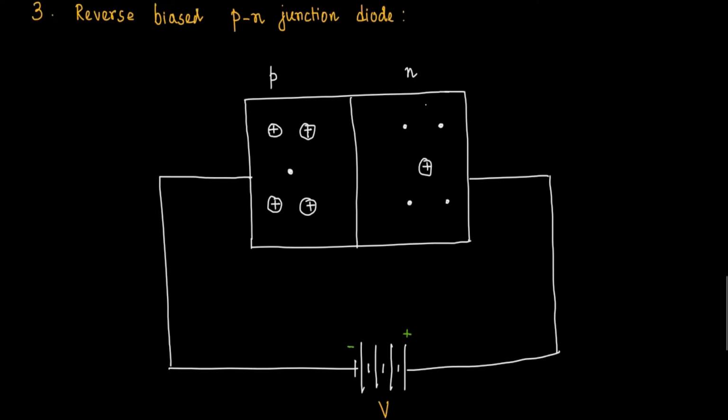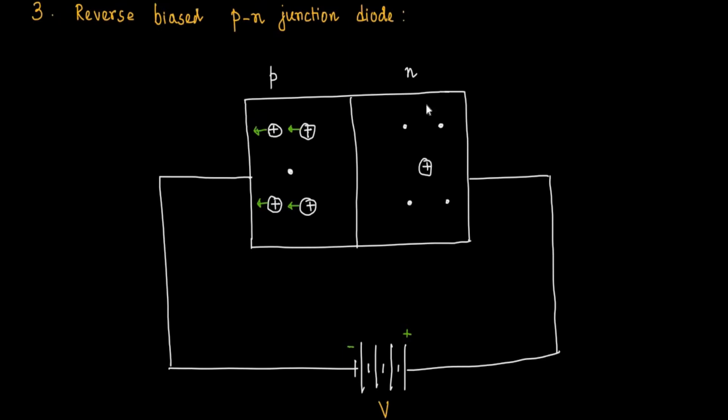Now we can denote the direction along which p-type holes will be moving. In what direction will holes be moving? Holes will be attracted by the negative terminal, so these holes will be moving away from the junction, because this negative terminal will attract these holes in this direction. The negative terminal of the external battery will attract the holes. So that's why holes will be moving away with respect to the junction.